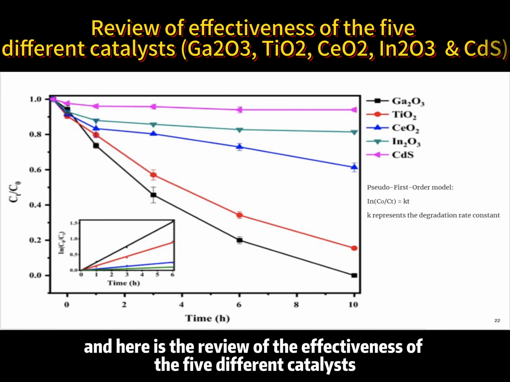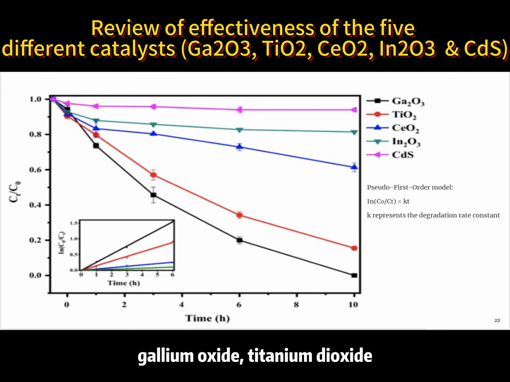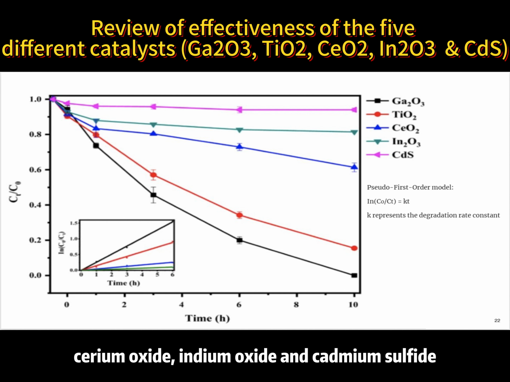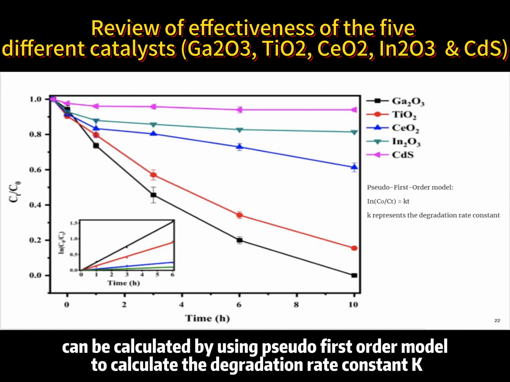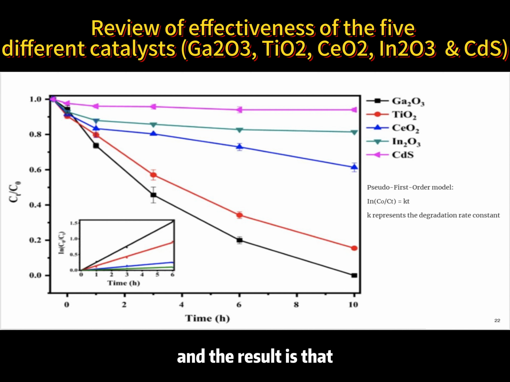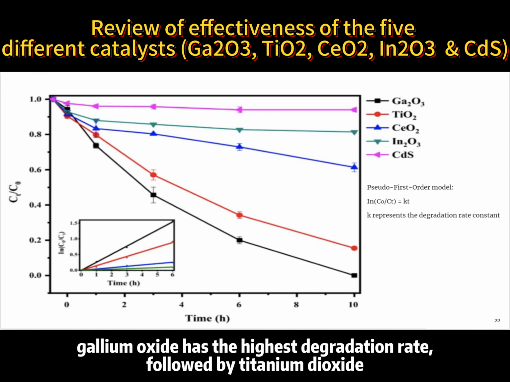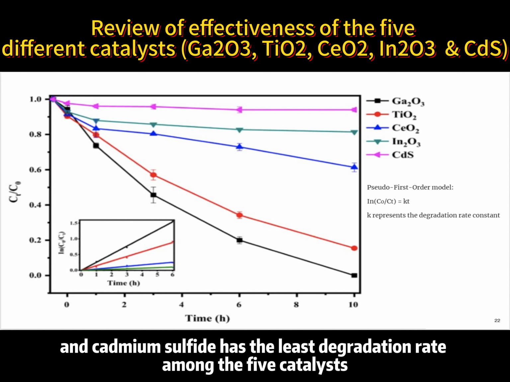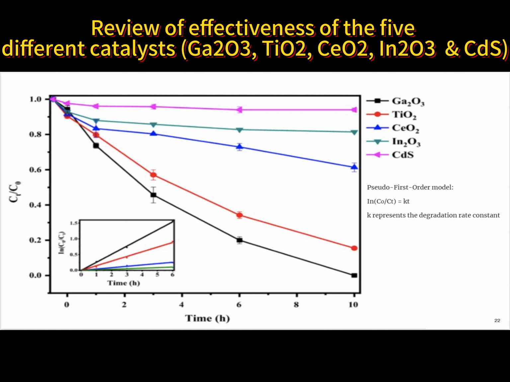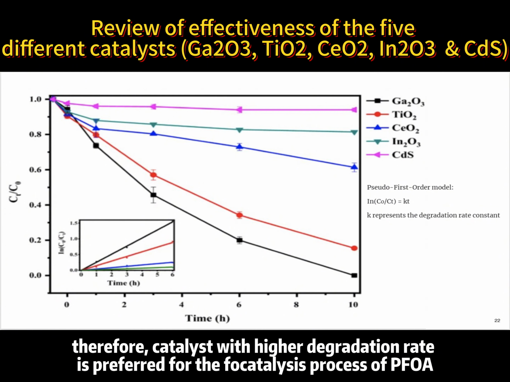And here is the review of the effectiveness of the 5 different catalysts: gallium oxide, titanium dioxide, cerium oxide, indium oxide, and cadmium sulfide. The degradation rate constant K for different catalysts can be calculated by using the pseudo-first-order model. And the result is that gallium oxide has the highest degradation rate, followed by titanium dioxide, cerium oxide for the third, indium oxide for the fourth, and cadmium sulfide has the least degradation rate among the 5 catalysts. And therefore, a catalyst with a higher degradation rate is preferred for the photocatalysis process of PFOA.